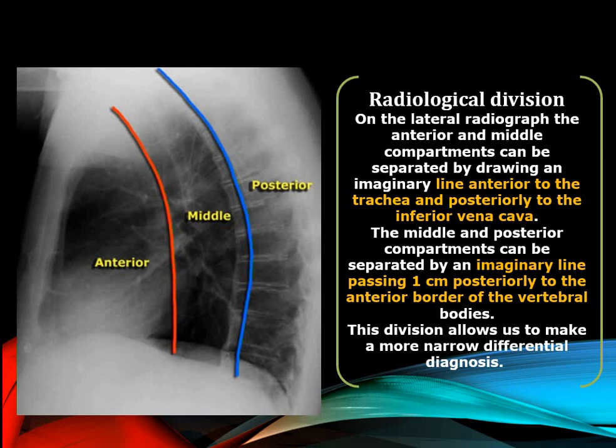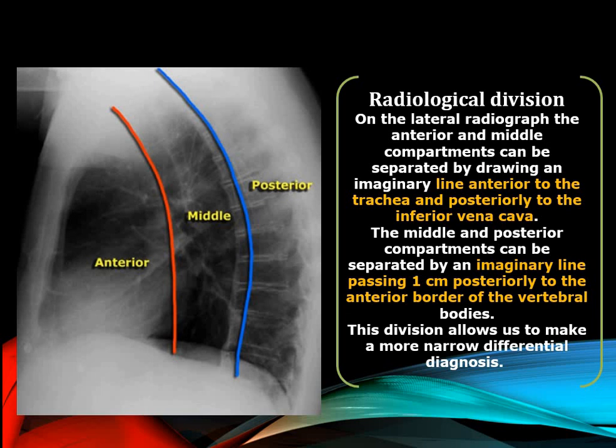So after determining the lesions in the mediastinum, it's better to take the lateral chest X-ray and to look to the position of the lesions. We have anterior, middle, and posterior mediastinum. This is a radiological divisions made by radiologists, not related to the anatomy.